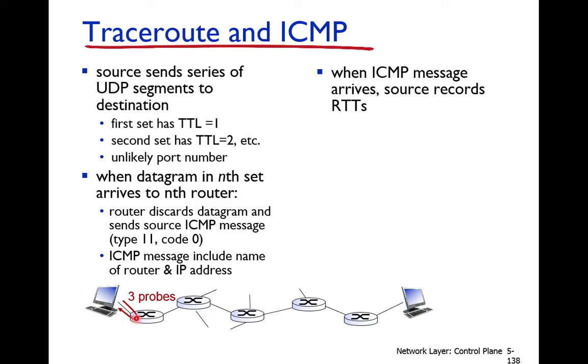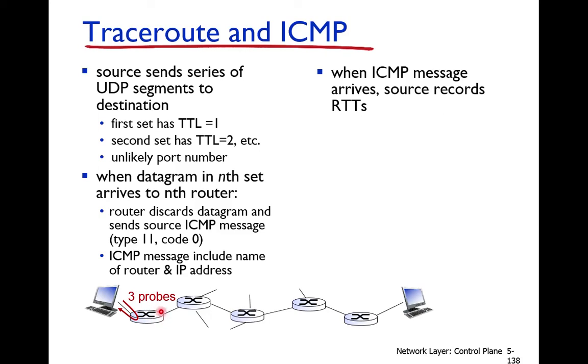Why? Because when the message is sent from here to here, the router will forward it, but before forwarding, the TTL value will be decremented. So the TTL is 1, so it will become 0. When the TTL becomes 0, the message will be discarded.